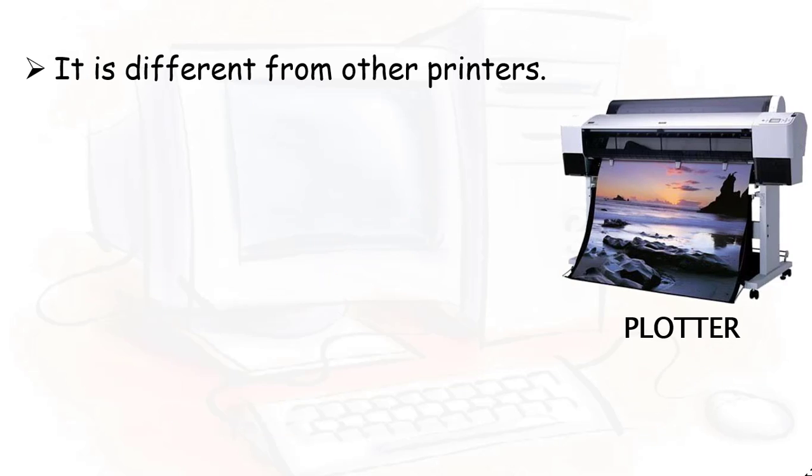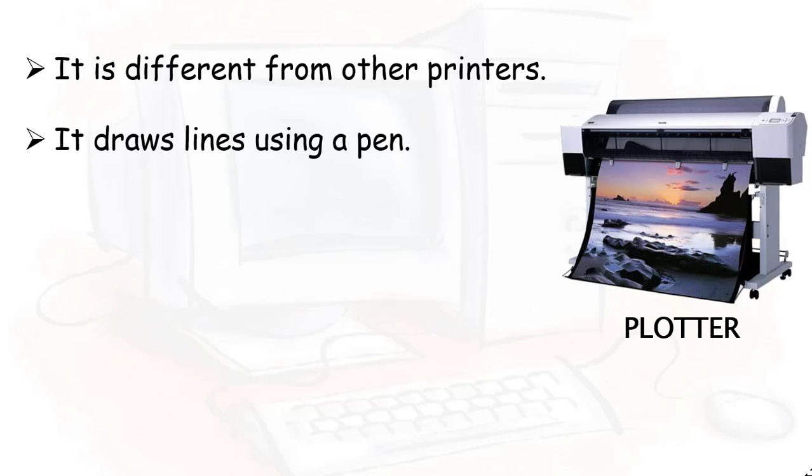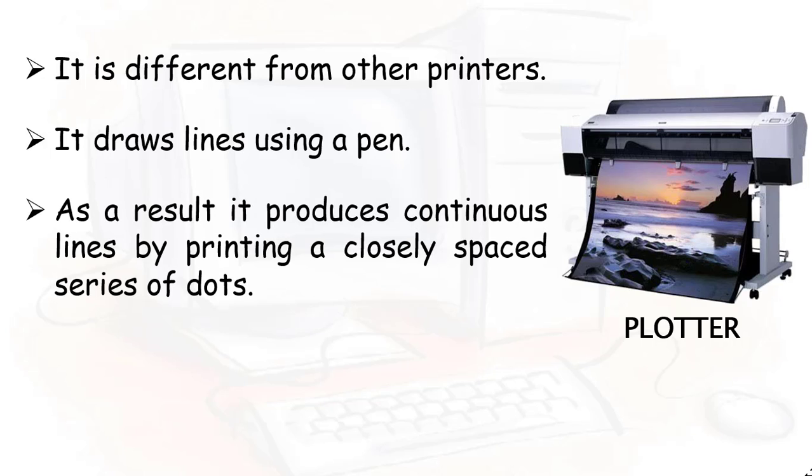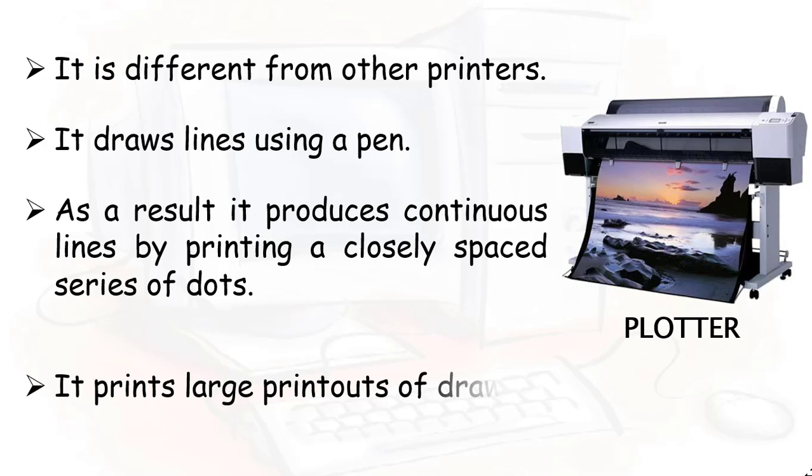Next one is a plotter. It is different from other printers. A plotter is one kind of printer, but it is different from other printers. It draws a line using a pen. As a result, it produces a continuous line by printing a closely spaced series of dots. It prints large printouts of drawings.